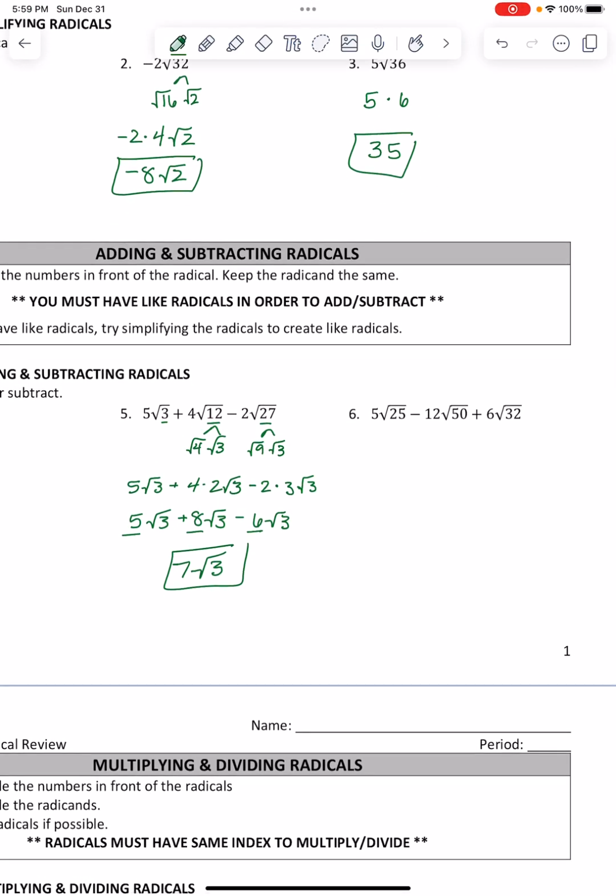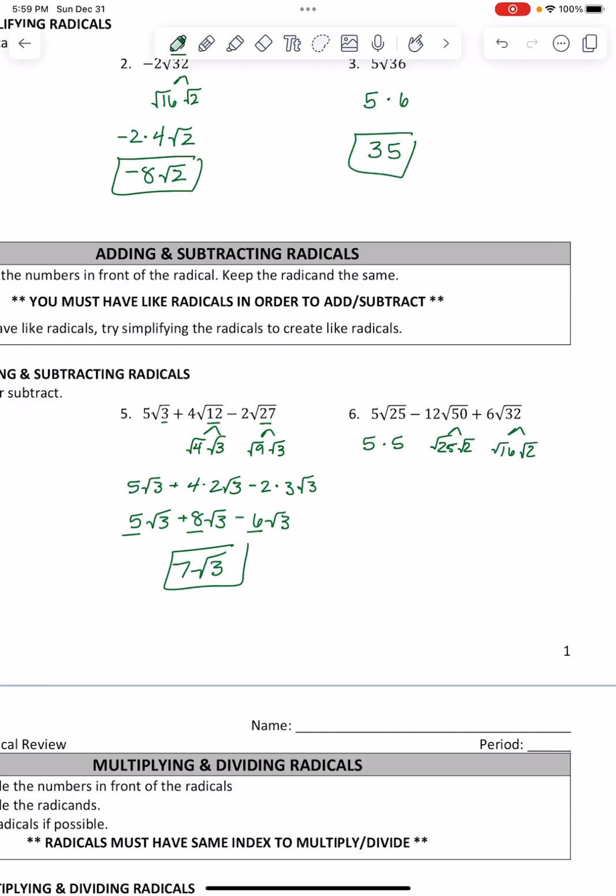Same deal with number 6. As we go through, in this case, 5 square root of 25. 25 is a perfect square. So that just becomes 5 times 5 minus, here, 25 goes into 50. So let's work with these, simplify these. And then 32, we've done this one already, 16 goes in there.